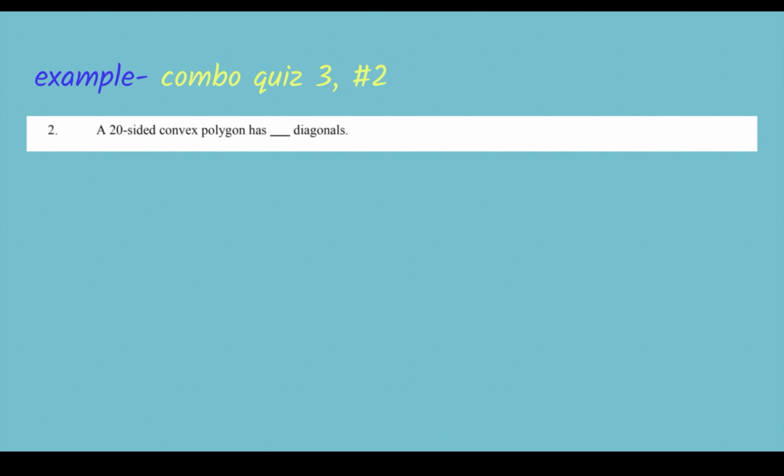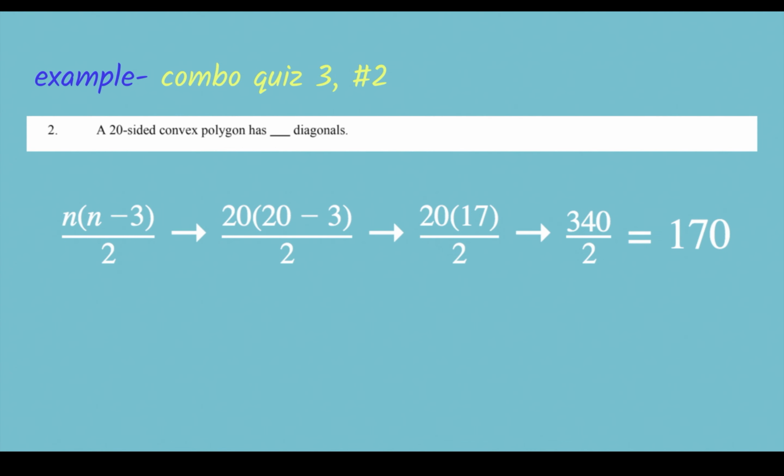And here is an example I've taken straight from the combo quiz. This is problem number 2, and this problem states, a 20-sided convex polygon has blank diagonals. And so what you wanted to do was plug in 20 into the equation. So it would have been 20 times (20 minus 3) over 2, which is equal to 20 times 17 over 2, which would have been 340 divided by 2, which is 170. And this is the number of diagonals which would have been present in a 20-sided convex polygon.